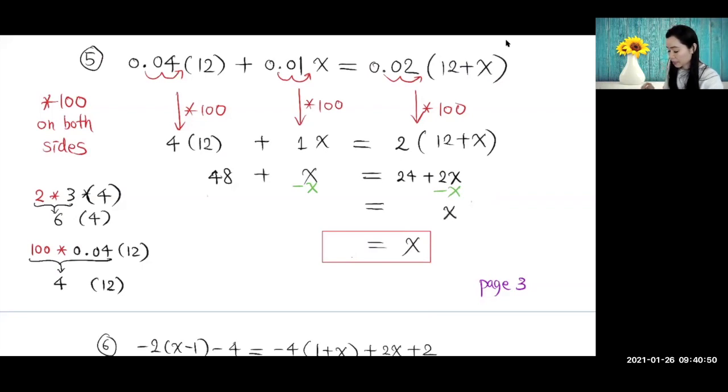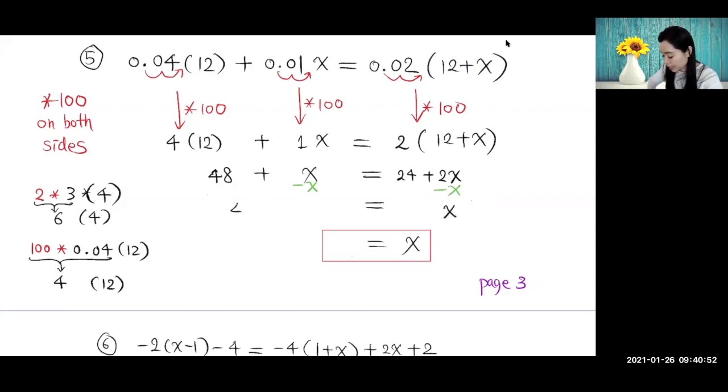Okay. And then over here, you get 48. And this is 24 plus x. So you get a positive coefficient for x over here. Okay. Now, I would like to have the number on the other side.